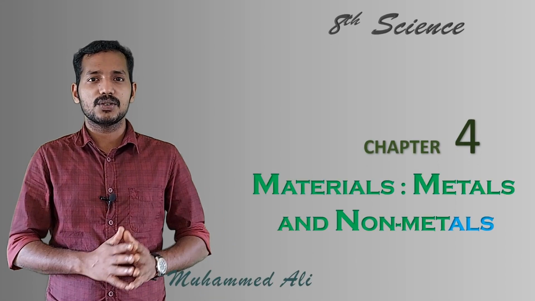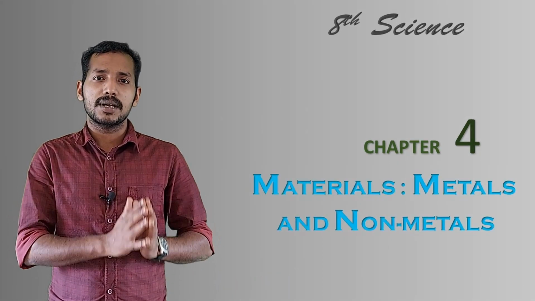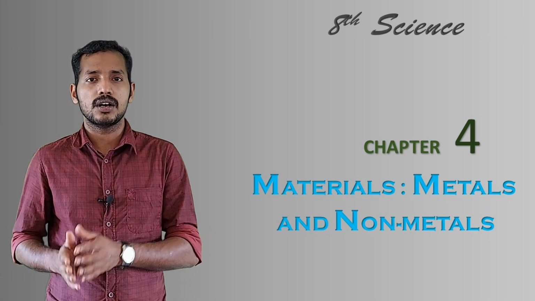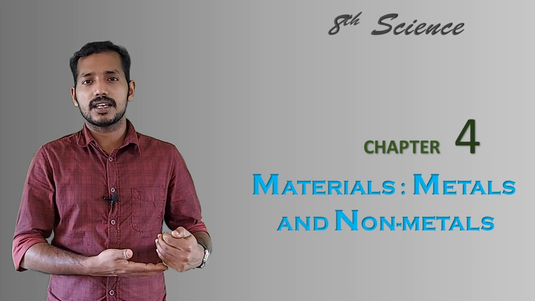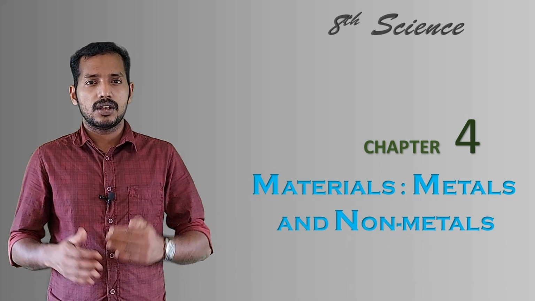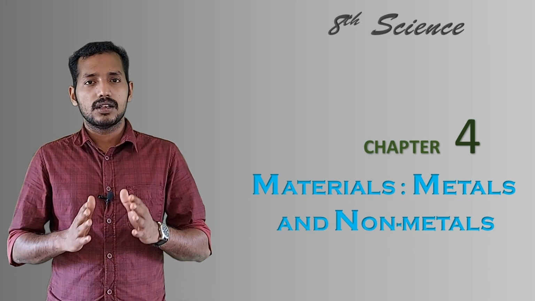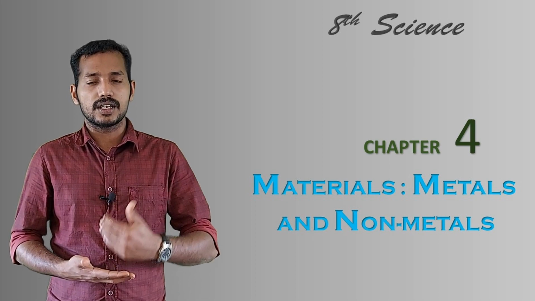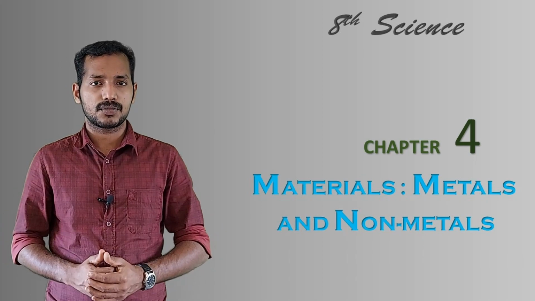Hi students, today in this video I am going to discuss chapter 4, Materials: Metals and Non-Metals. All materials are classified into metals and non-metals on the basis of the difference in their physical as well as chemical properties. In this video I am going to discuss only the physical properties. The chemical properties related to metals and non-metals, including some chemical reactions, I will discuss in the next video in a detailed manner.